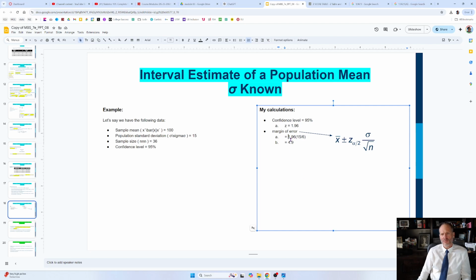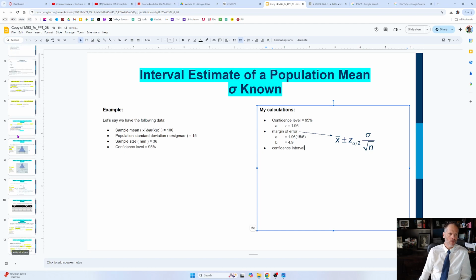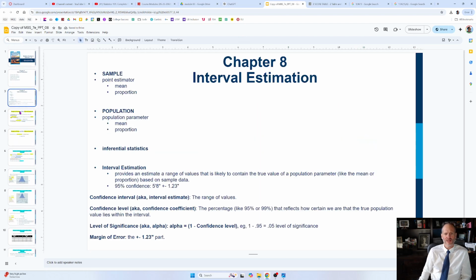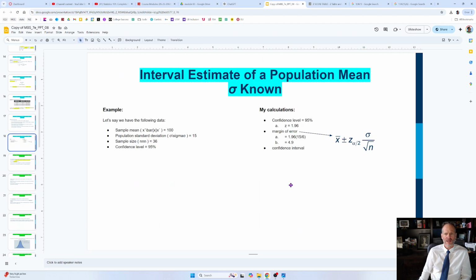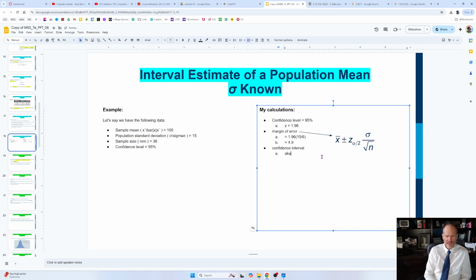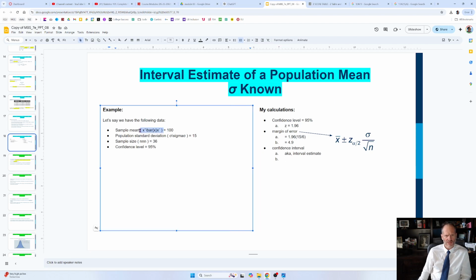So there's our margin of error. And so then our confidence interval, which is also known as what? Confidence interval is also known as the interval estimate, right? Confidence interval, aka interval estimate. And that's going to be equal to our sample mean. Our sample mean, we're just going to say x, we're just going to say it's equal to 100.